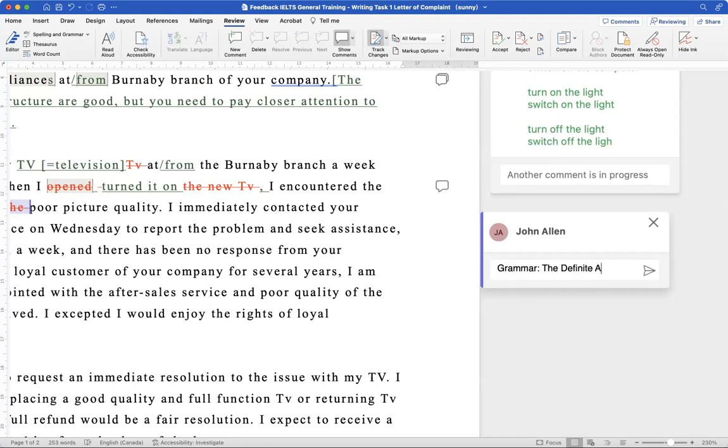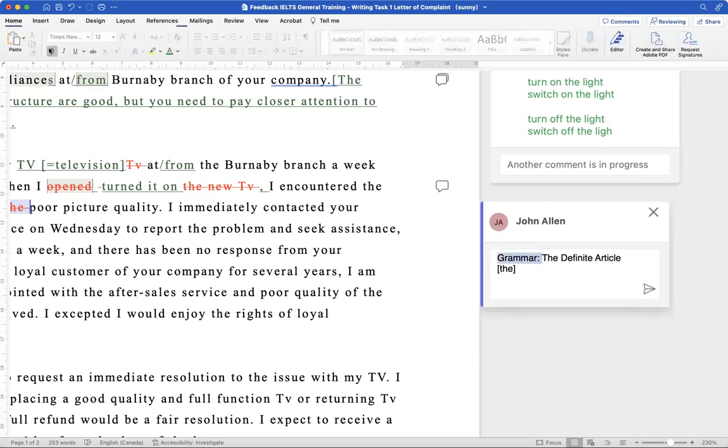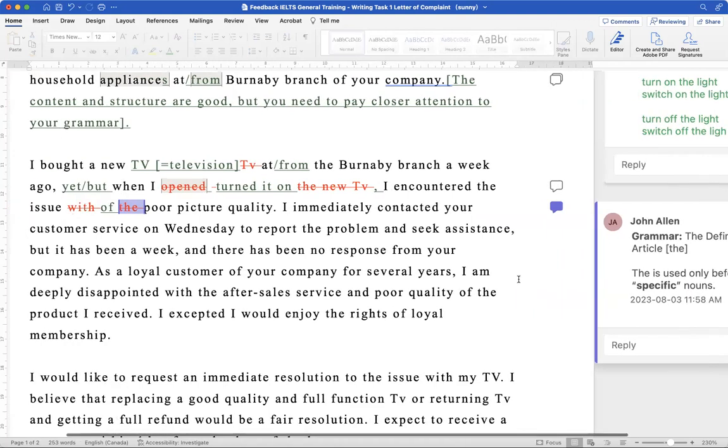This is called the definite article. Here, the definite article the is not used. We use the definite article the before specific nouns. The is used only before specific nouns. Remember my examples below. Like I said, I have a dog, the dog. Then the dog becomes specific. We have a new teacher, and then I said the new teacher. So you cannot use the randomly.